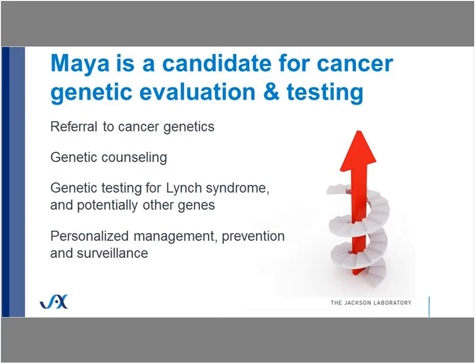And coming back to Maya here, thinking about these communication and management steps, how would this apply to her? Well, if we've done this successfully, our high-risk patient Maya would be identified for referral to Cancer Genetics, where she would receive genetic counseling and she would be offered, or the family would be offered, genetic testing for Lynch syndrome and potentially other genes associated with hereditary colon cancer. And then depending on the results of that genetic evaluation and testing, Maya would have personalized management, prevention, and surveillance guidelines if she continues to be at high risk.